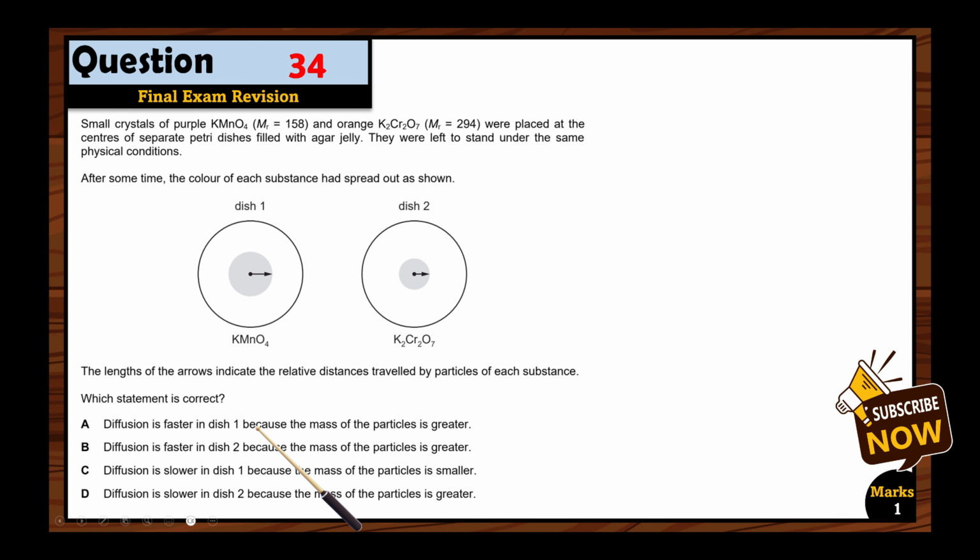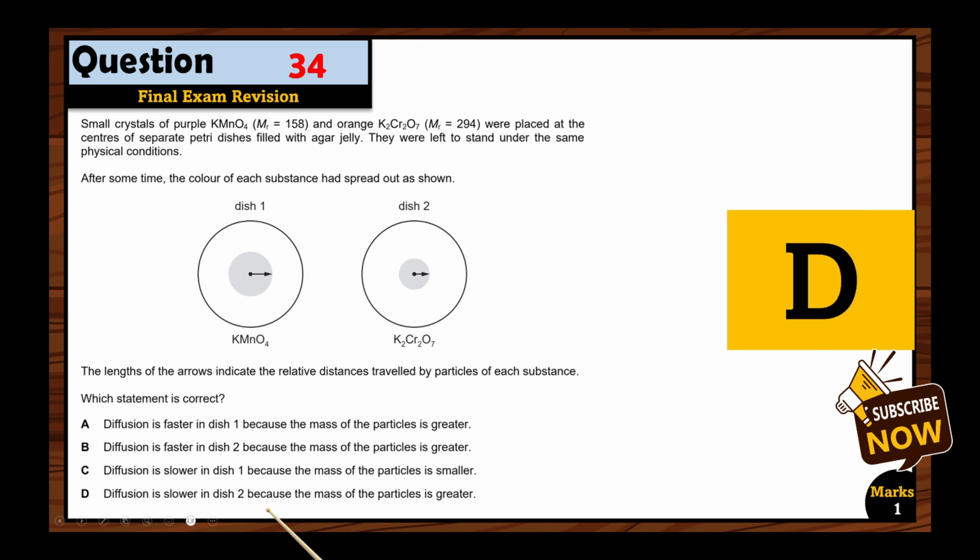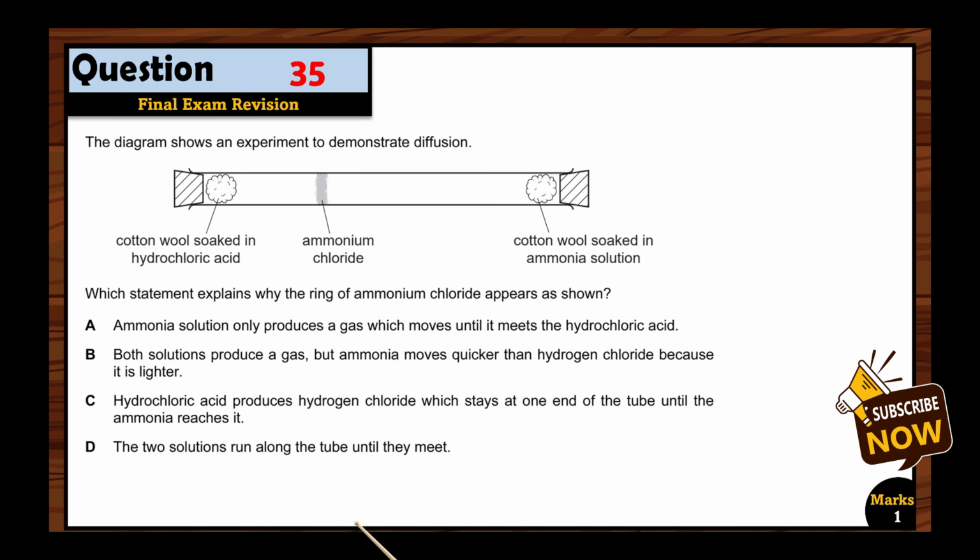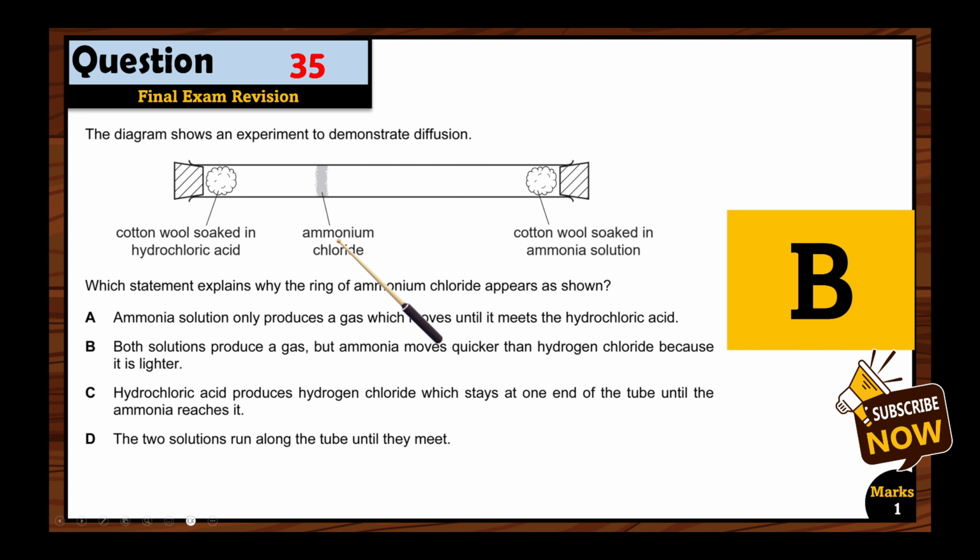Now let's see the reasoning. Diffusion is faster in dish 1 because the mass of particles is greater. That is wrong. Diffusion is always faster when the mass is less. They are inversely proportional to each other. So option A is wrong, and we are only left with option D. So option D is right. How? Diffusion is slower in dish 2. Why? Because the mass of the particle is greater. Yes.